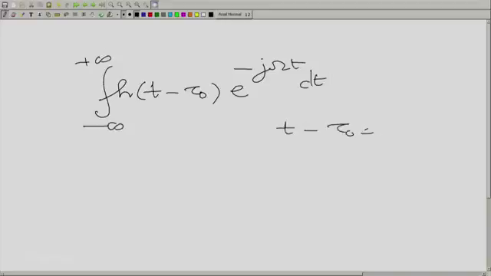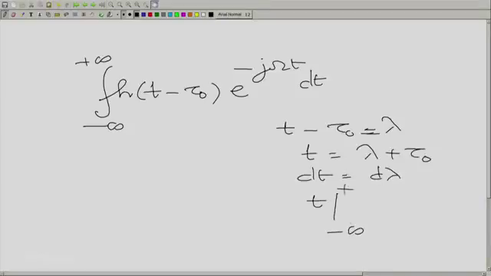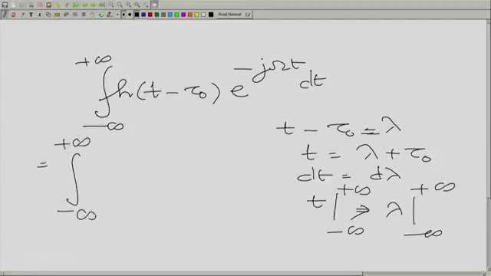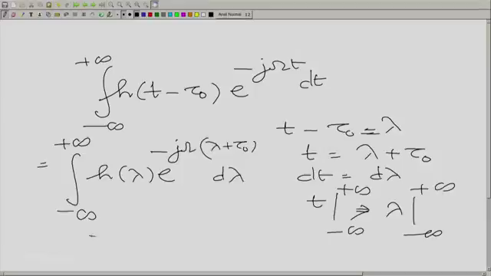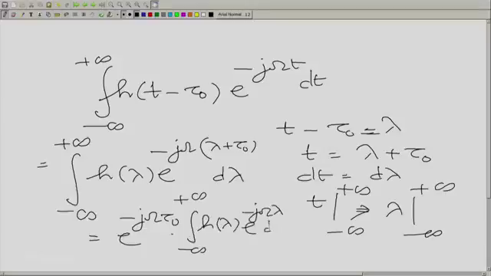Put t minus tau 0 equal to lambda, whereupon t is lambda plus tau 0 and dt is the same as d lambda. And when t runs from minus to plus infinity, lambda also runs from minus to plus infinity. Therefore this integral simply becomes the integral from minus infinity to plus infinity of h of lambda e raised to the power minus j omega times lambda plus tau 0, d lambda, which you can now separate. So, you can bring e raised to the power minus j omega tau 0 outside and leave the rest inside: h of lambda e raised to the power minus j omega lambda d lambda.